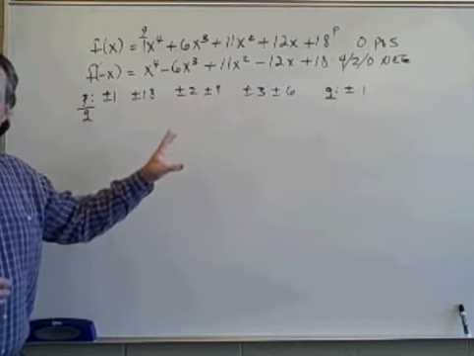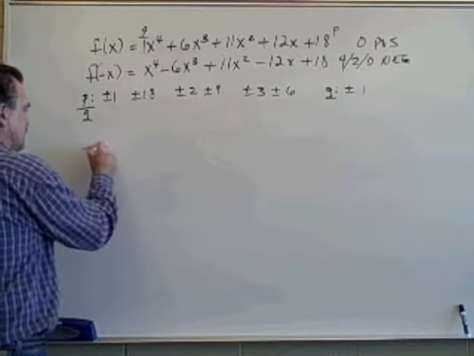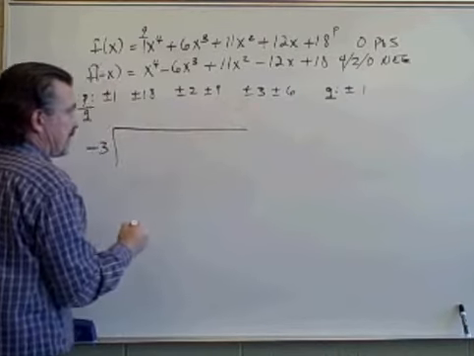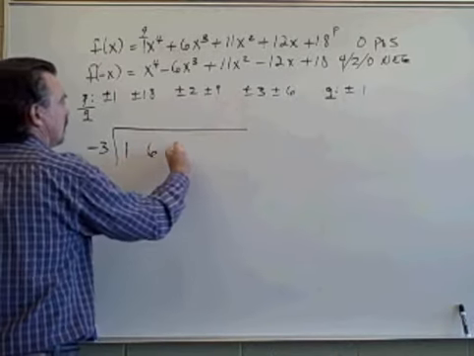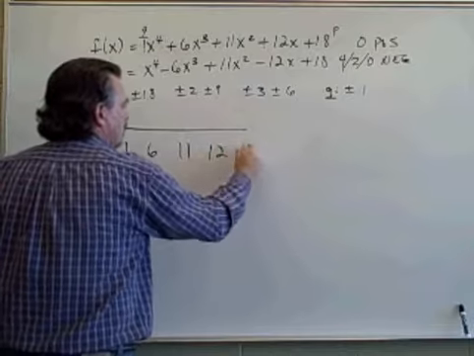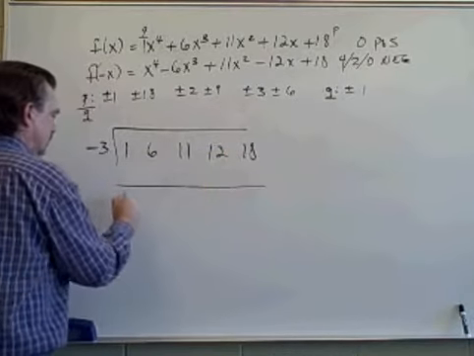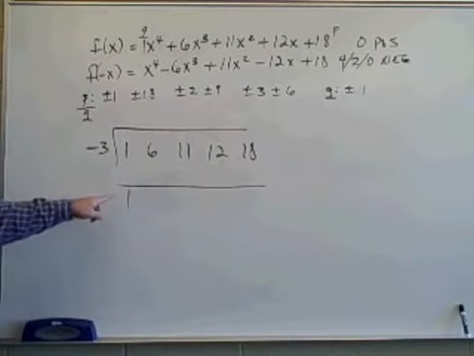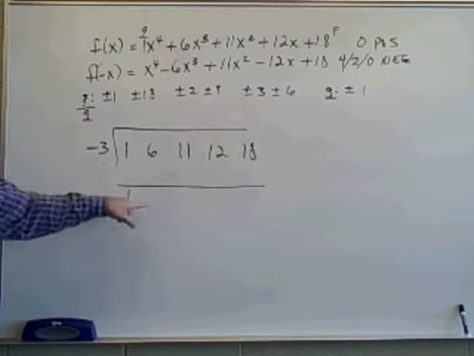Well, let's try negative 3 as a potential root. So let's again use our synthetic division. Bring the 1 straight down. Now start your multiply, carry, add.